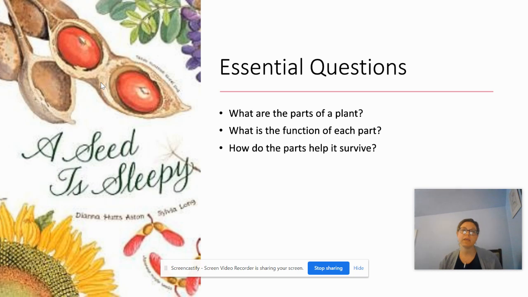Cook, and today I'm going to teach you a little bit about plants and seed dispersal. So, as we start today, I want to remind you of the essential questions that we're trying to answer about plants for this whole unit. We want to know what are the parts of a plant, what is the function of each part, and how the parts help the plant survive.